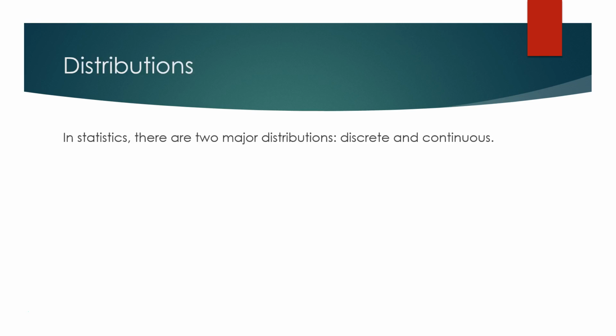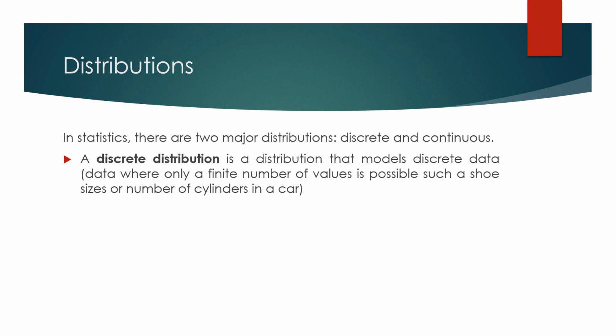So there's two major distributions that we're going to be talking about in statistics. There are discrete and continuous distributions. A discrete distribution is a distribution that models discrete data. So if you remember back to Unit 1, when we talked about discrete data, they were values that were limited. So for example, shoe sizes were only in whole numbers and half sizes, and then cylinders in a car are typically even numbers.